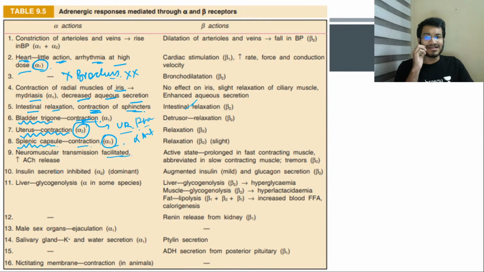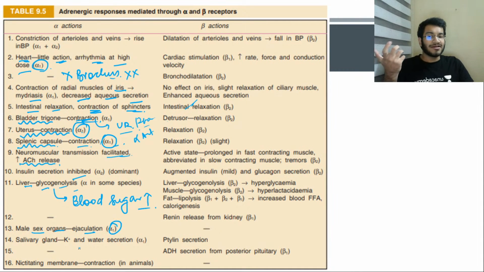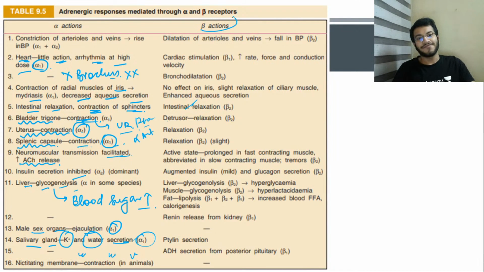Neuromuscular transmission is facilitated and they will increase ACh release. Insulin secretion is inhibited and in the liver glycogenolysis is there. Right, glycogenolysis means ultimately blood sugar will be increased. In the male sex organ, ejaculation will be there. In the salivary gland, K plus and water secretion will be enhanced. Then the nictitating membrane present in animals will be contracted. Right. Then beta actions.